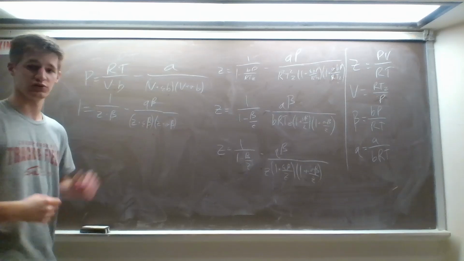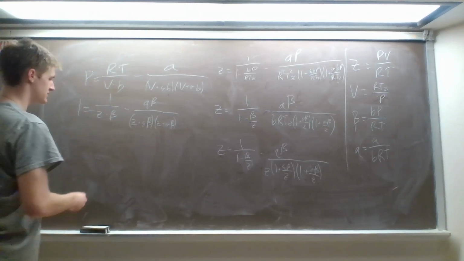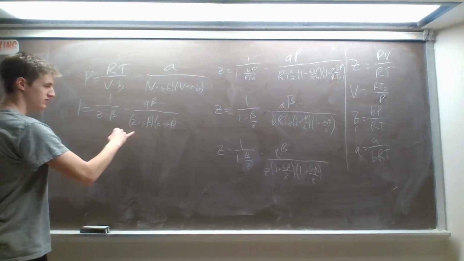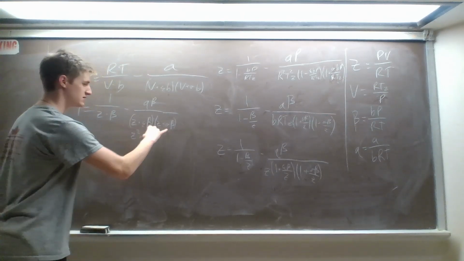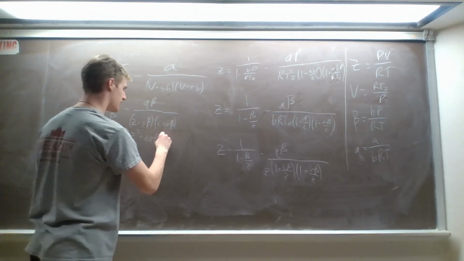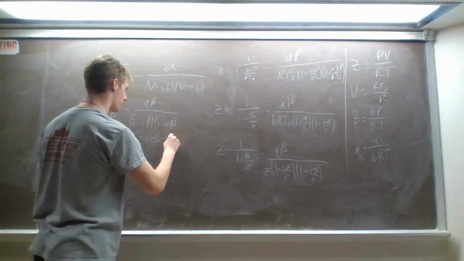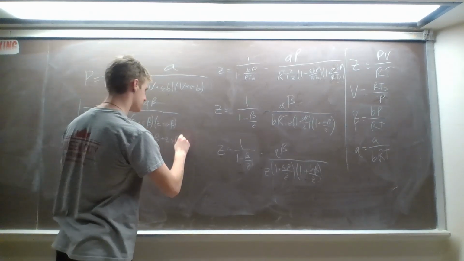Now I'm actually going to multiply these two terms together. So we have Z times Z, so that is Z squared, plus Z times sigma beta, plus Z times epsilon beta, plus epsilon sigma beta squared.